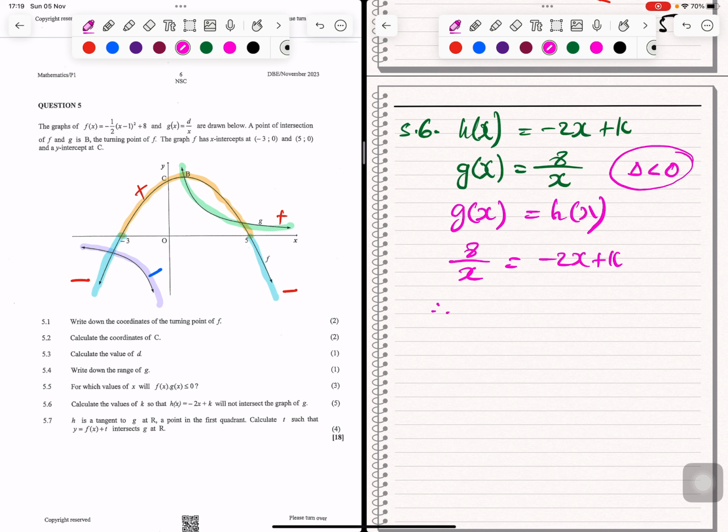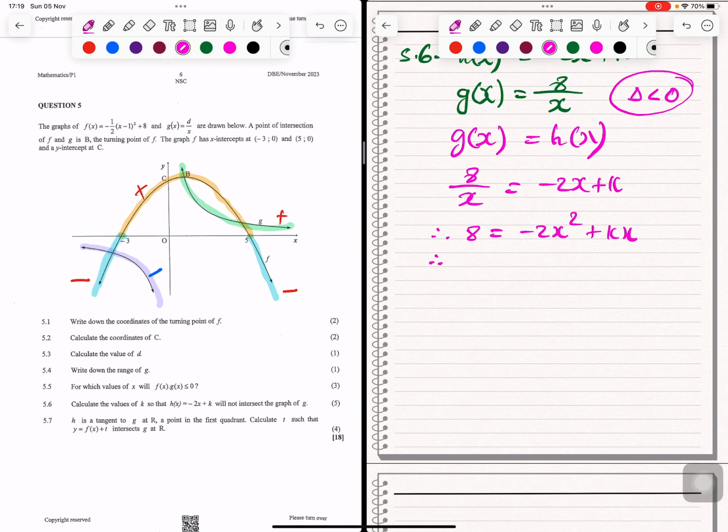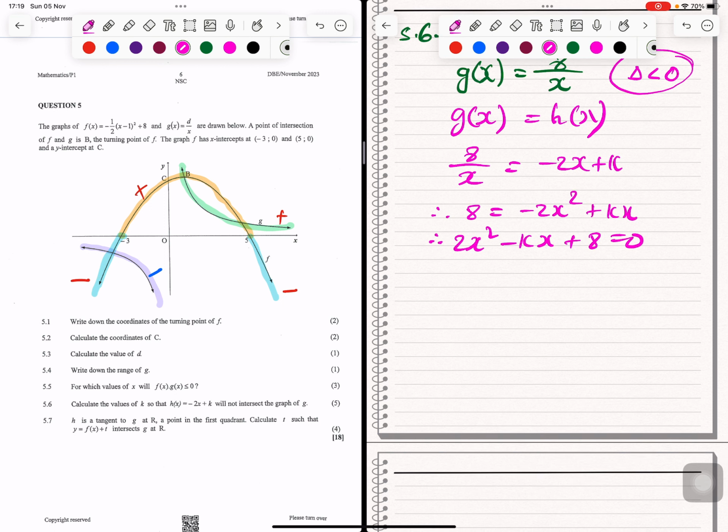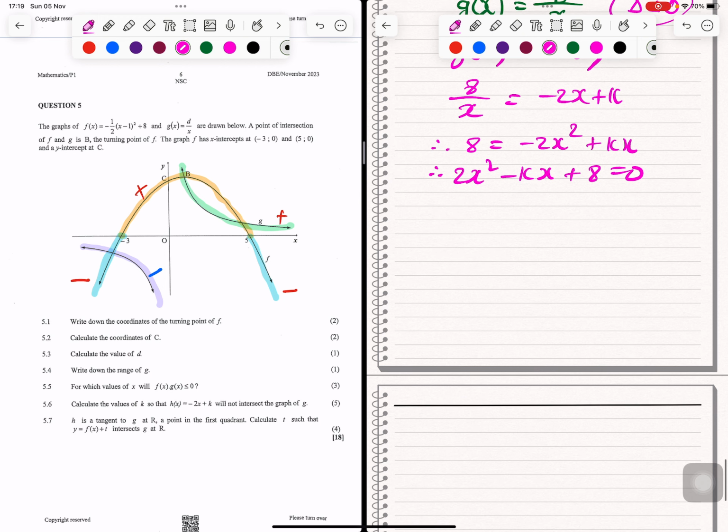You multiply it out by x just to clear the fraction. You have 8 equals negative 2x squared plus kx. So that is a quadratic. If you bring everything this side, you will have 2x squared minus kx plus 8 equals 0. That's what you are going to have.